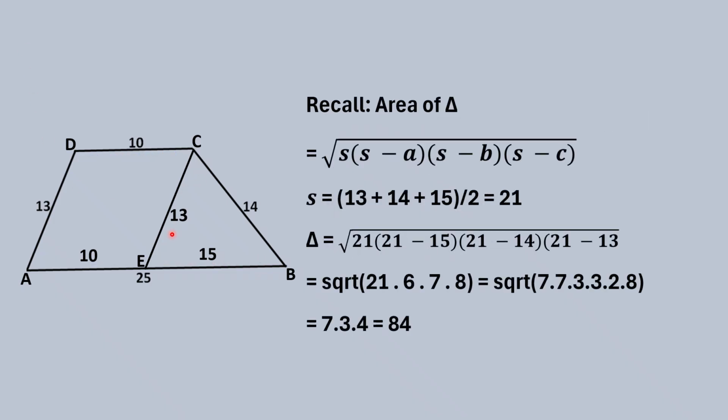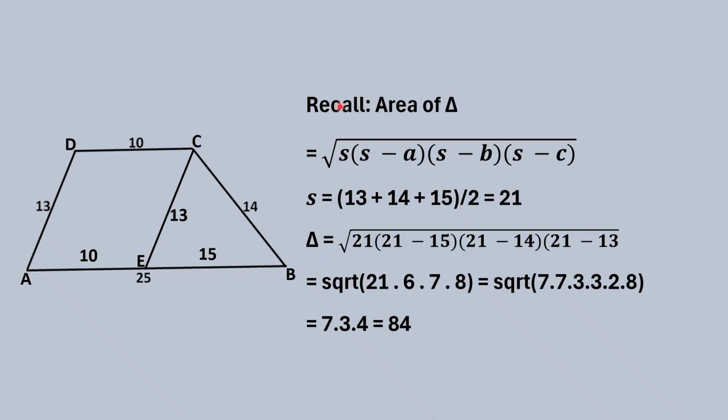Now see the triangle. Forget the parallelogram for the time being. Look at this triangle. The top vertex is C, the left side at the bottom is E, and the right side at the bottom is B. Triangle CEB. The lengths are 13, 14, and 15.